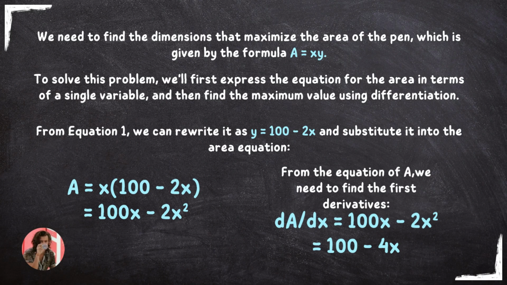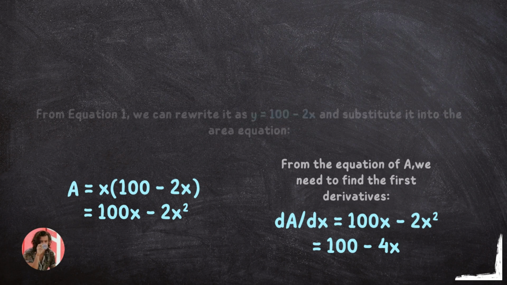So from equation 1, we can rewrite it as y equal to 100 minus 2x and substitute it into the area equation. So the equation of A will be x times (100 minus 2x), which is 100x minus 2x squared. After that, from the equation of A, we find the first derivative, dA over dx, of 100x minus 2x squared. So the result will be 100 minus 4x.